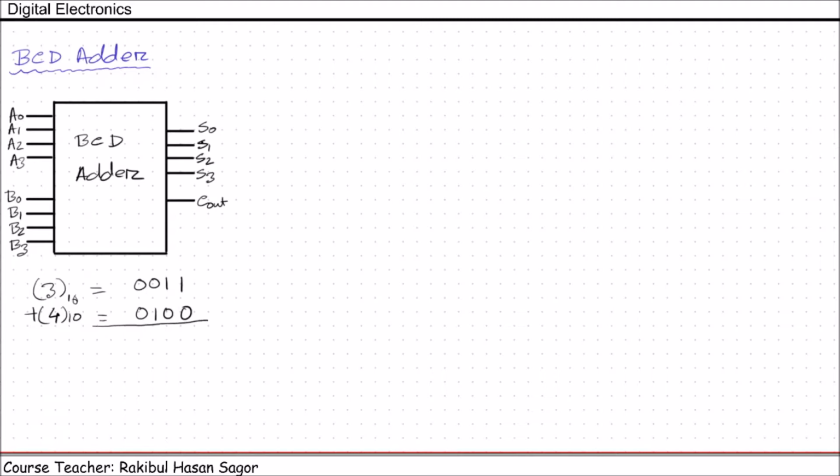After adding these two numbers, 1 plus 0 will give us 1, 1 plus 0 will give us 1, 1 plus 0 will give us 1, 0 plus 0 will give us 0. And the corresponding decimal number can be written as 7. Well, here we can use 4-bit binary adder in order to get this result. But the problem will occur if the addition, that means summation, becomes more than 9.